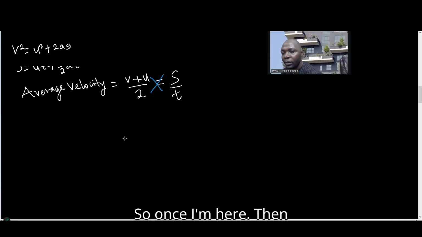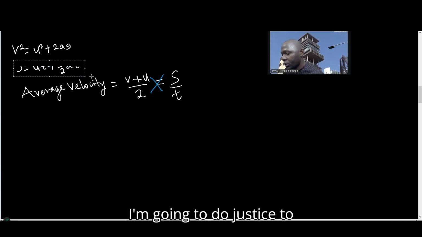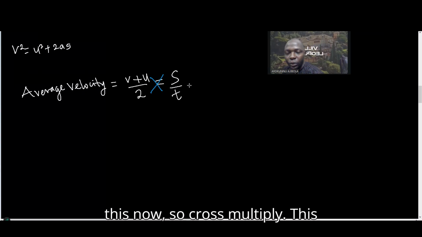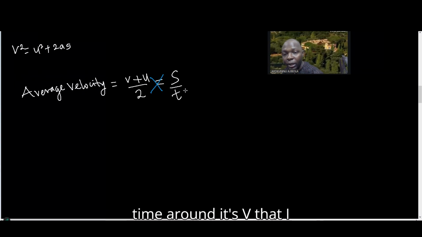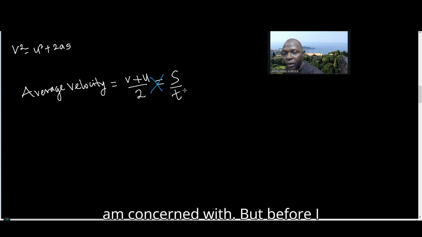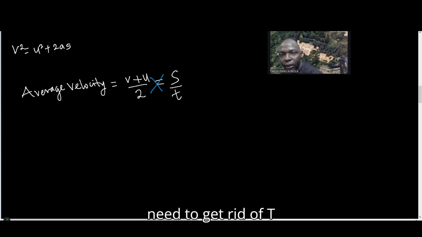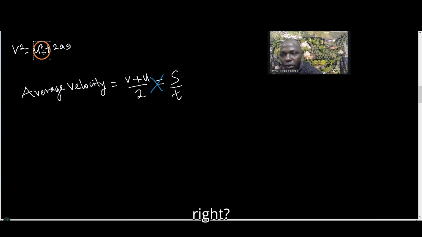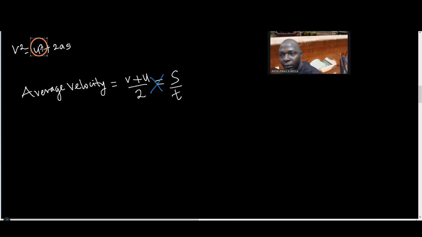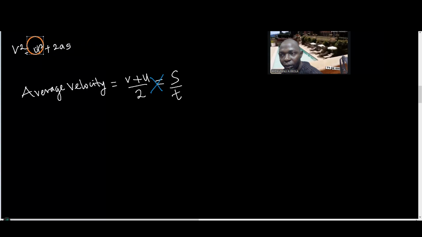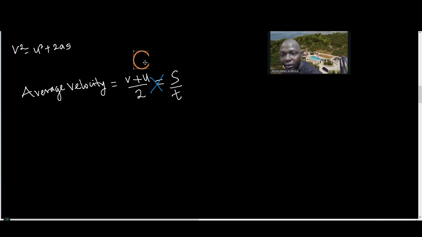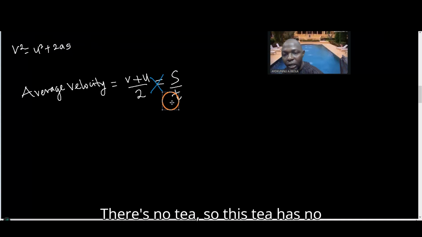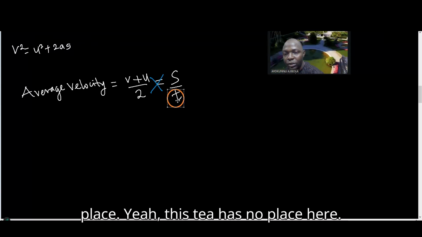Now, to cross multiply this time around, it's v that I am concerned with. But before I get concerned with v, I need to get rid of t, because there's no t in this, right? Do you get that? Yes, sir. There's no t. So this t has no place here.